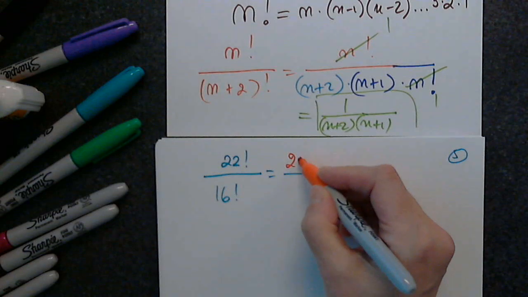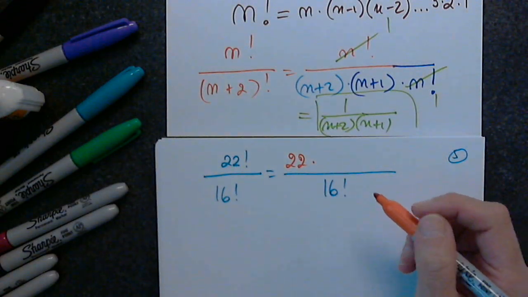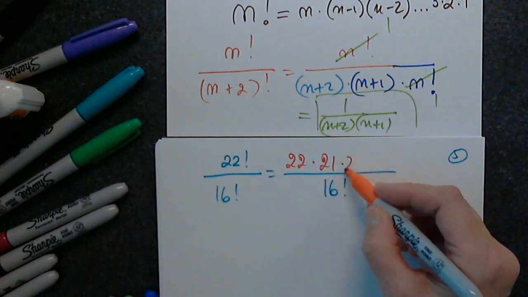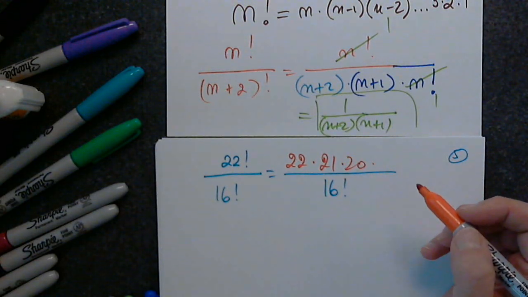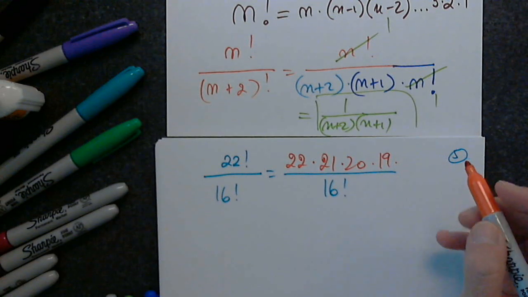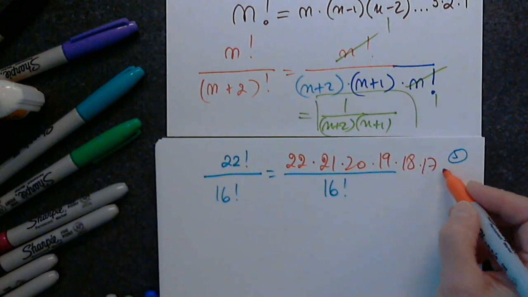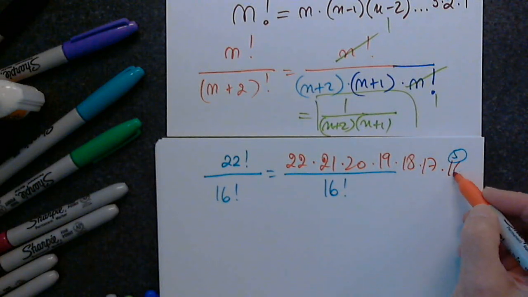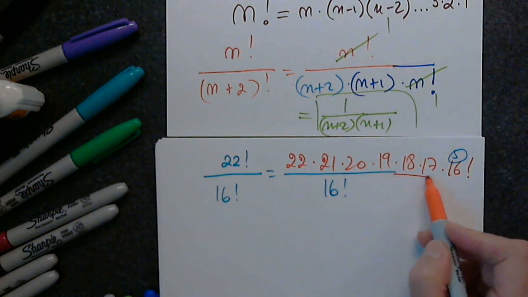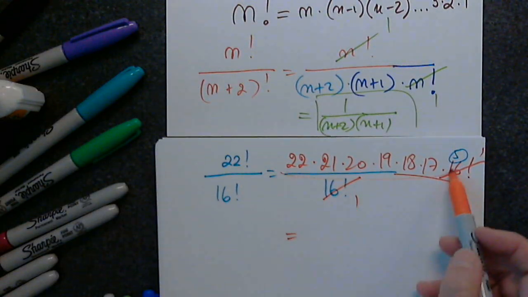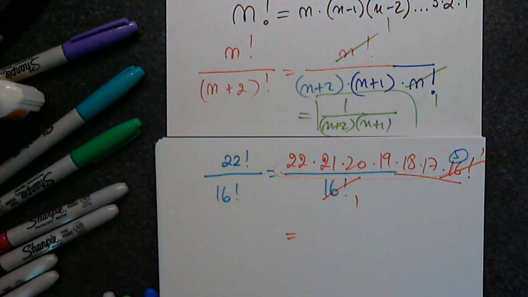Indeed, 22 times, indeed 21 times, 20 times, 19 times, 18 times, 17, 16 factorial. And I can simplify 16 factorial with 16 factorial, and I have to multiply this. This is going to be a big number. Let's multiply those, and that's the answer.